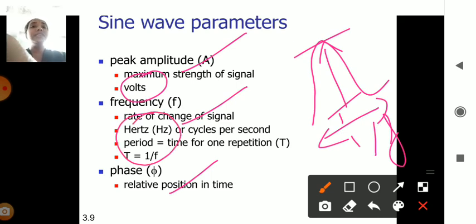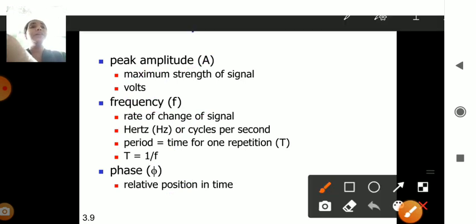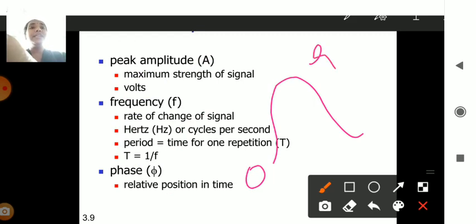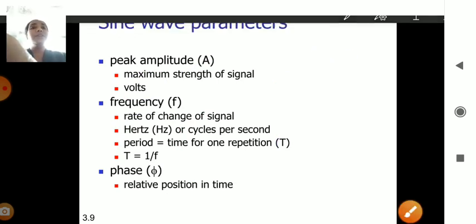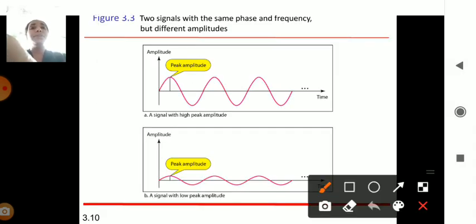Okay, and the phase is said to be the relative position. It may be at 0 degrees, or at an angle of 90 degrees, or at 360 degrees. That is said to be the phase of the signal. You can check in the diagram, you have the peak amplitude.